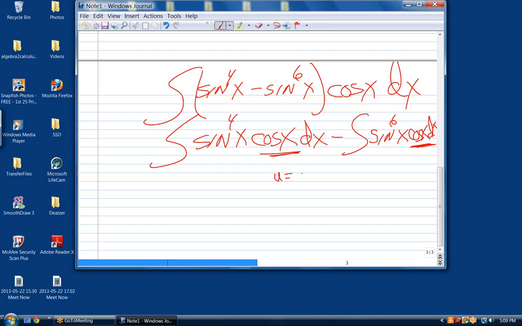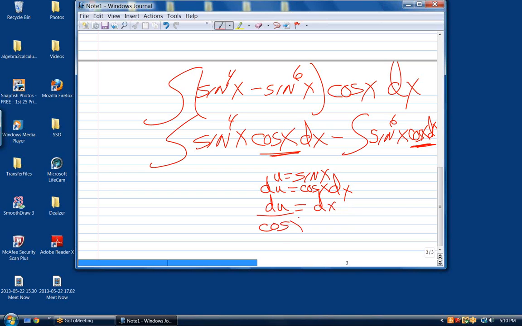Cosine x? No, it would be what's inside. What's inside this thing is sine x. It's sine x that's being multiplied 4 times. So I'm going to let u equal sine x. But the key is du is now equal to cosine x dx, which means dx is equal to du over cosine x.